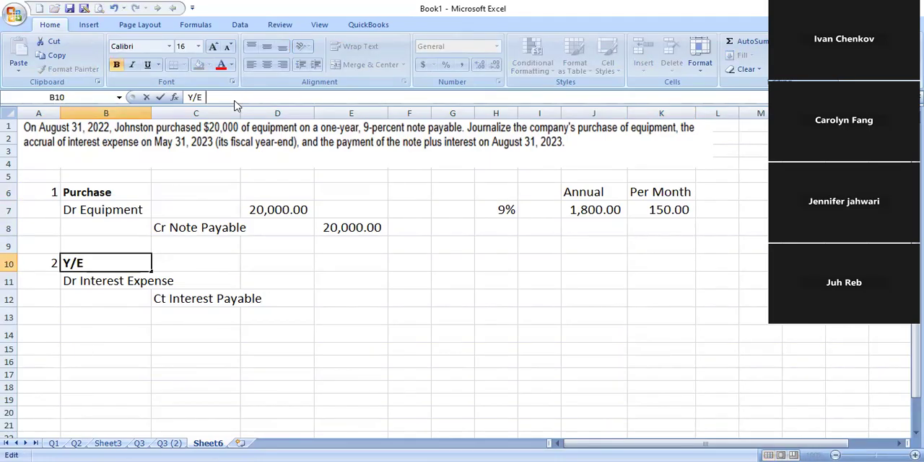Year-end is March 31st. And that gives us 7 months: September, October, November, December, January, February, March. Doesn't the question say May 31st? Yes, it does say May 31st. Thank you. So more than one. Let's go with May 31st.